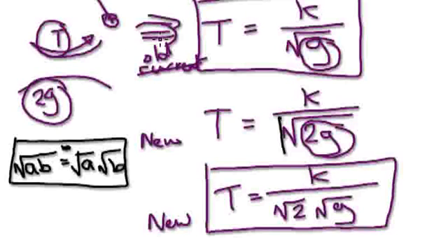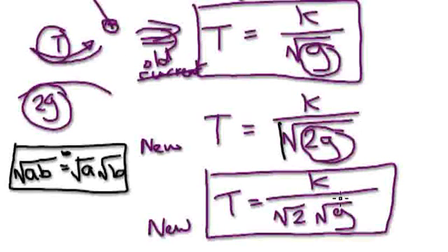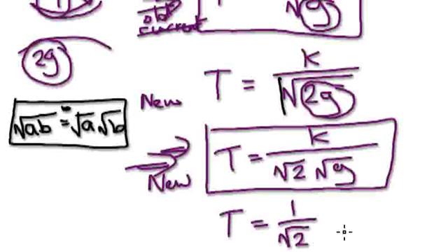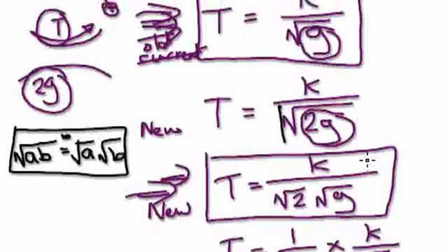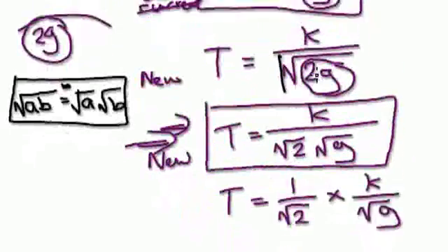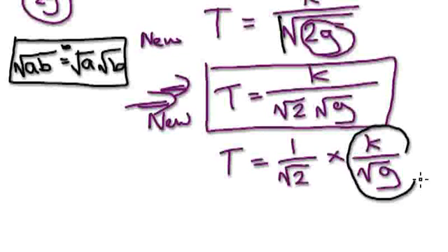Look at our old one. This is our old one here. We want to express the new time in terms of the old one, so that we can see how the new time compares to the old time. So rewrite the new time in terms of the old time. I can rewrite this as T equals 1 over root 2 times k over root g. Our old time was given by k over root g. So you see, this is our old time here.